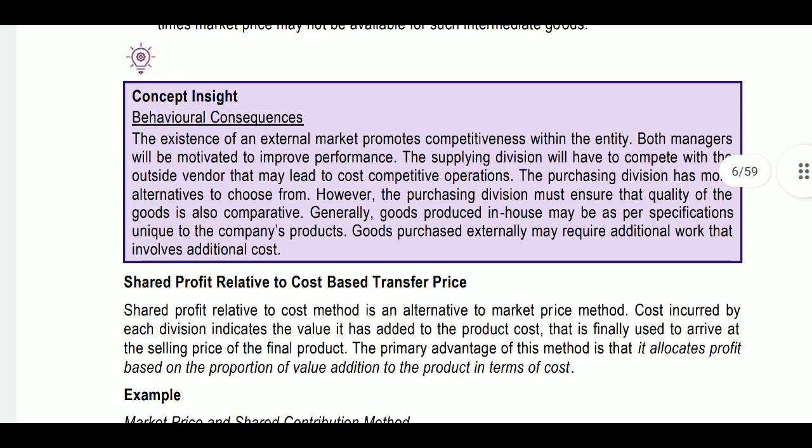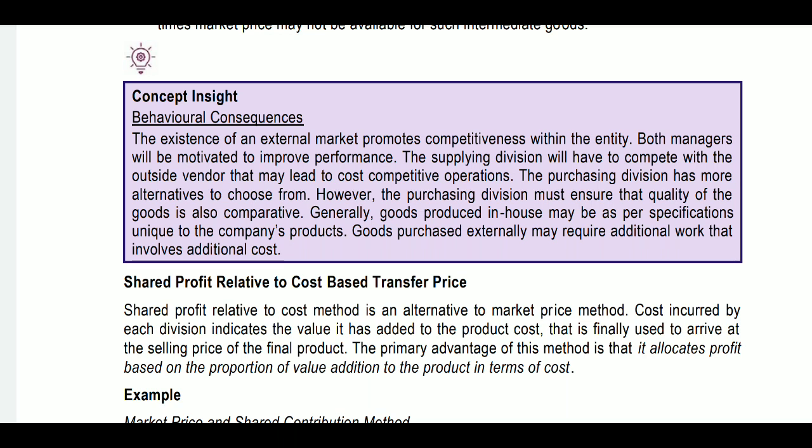Next, the concept of behavioral insight. What are the behavioral consequences? The existence of an external market promotes competitiveness within the entity. Both managers will be motivated to improve performance. The supplying division will have to compete with outside vendors, and that may lead to cost competitive operations.